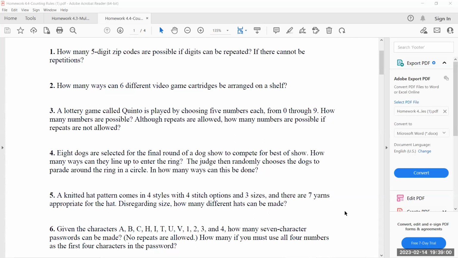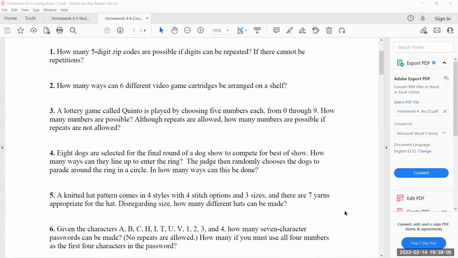Since number 3 says 5 numbers each, would I put 5 for all of them? So let me check that. Let me remember what it says here. It says that I need to share my screen. Let me see number 3. 5 numbers each, 0 through 9.